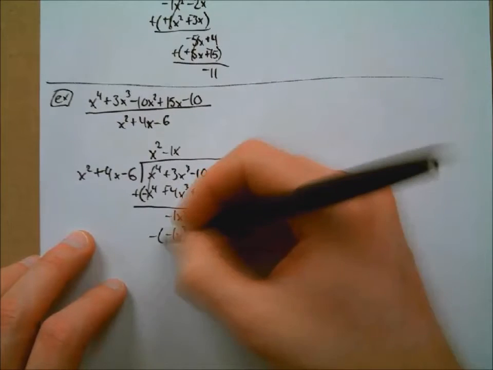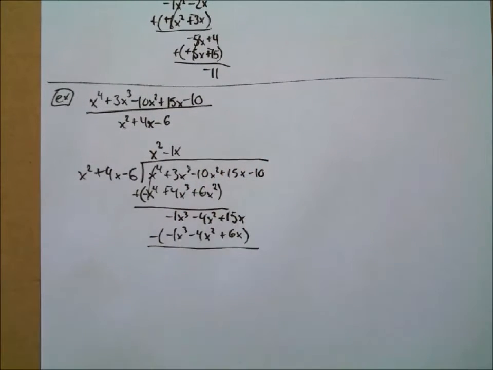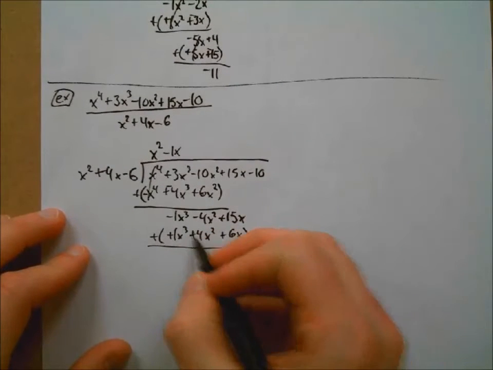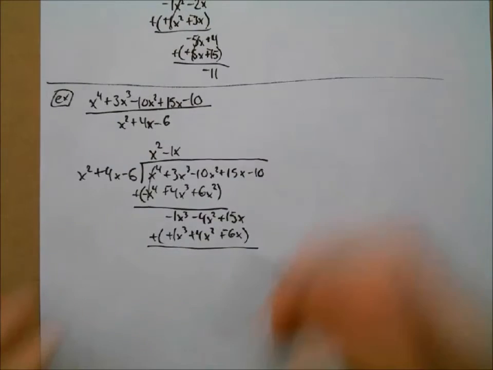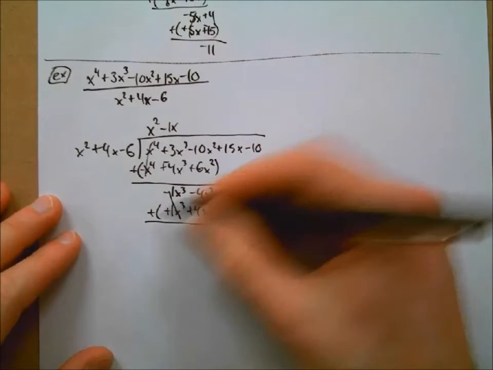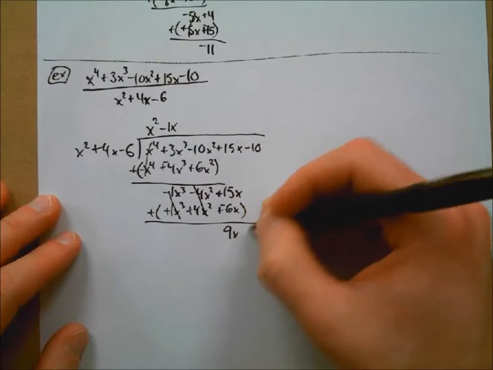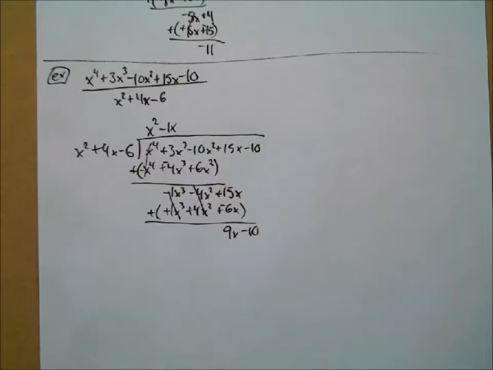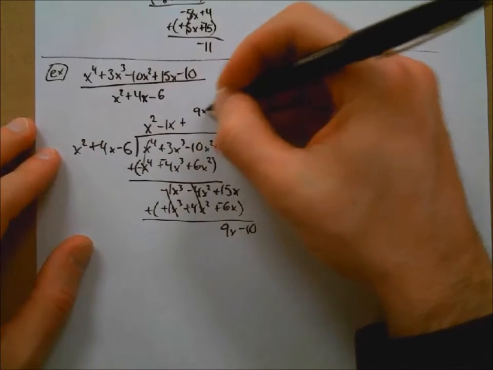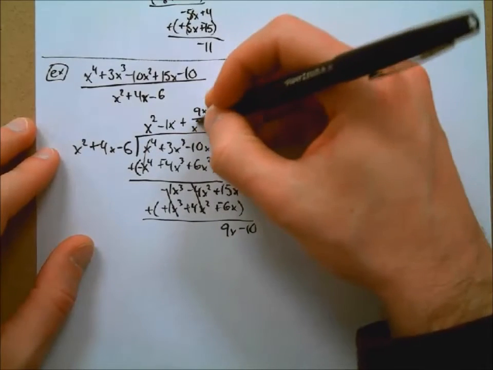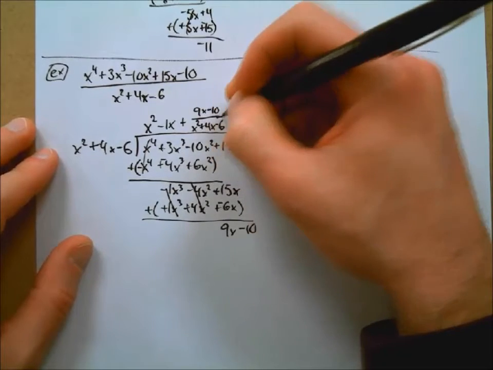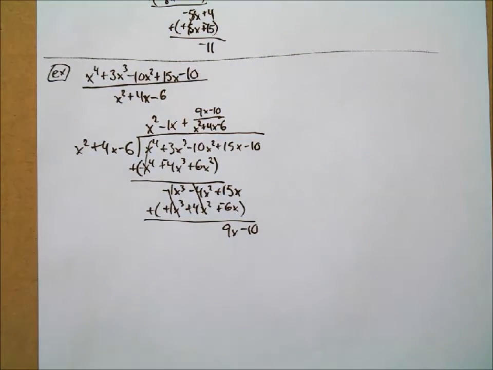And again, subtract the quantity. So subtracting the quantity, I will add the opposites. So negative 1 plus 1 cancels. Negative 4 plus 4 also cancels. 15 and negative 6 makes 9x. And we'll bring down the minus 10. And at this point, can we divide any further? Nope, we're done. So that's our remainder. So we'll say plus 9x minus 10 all over the x squared plus 4x minus 6. Sadly, that's the best we can do.